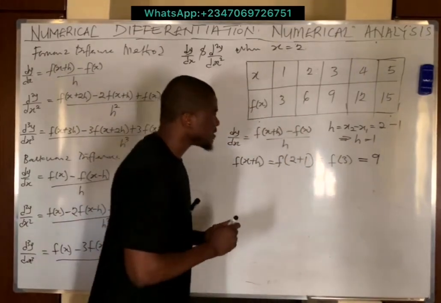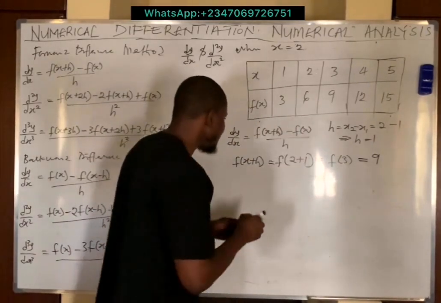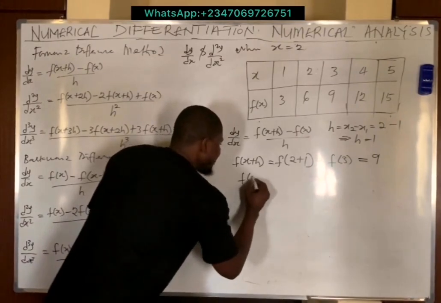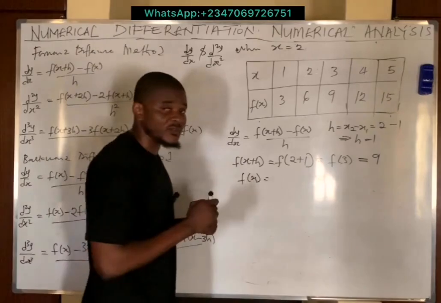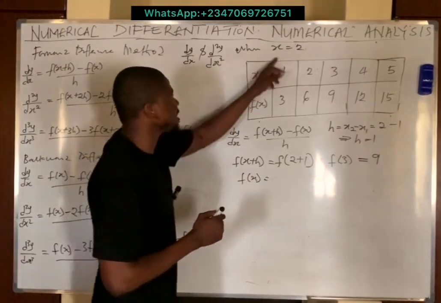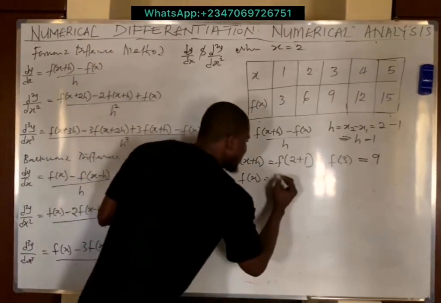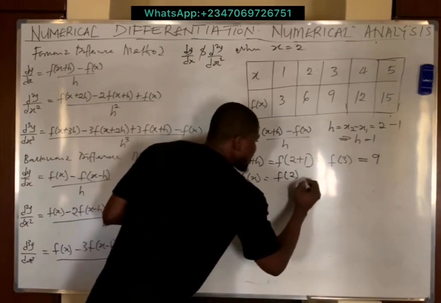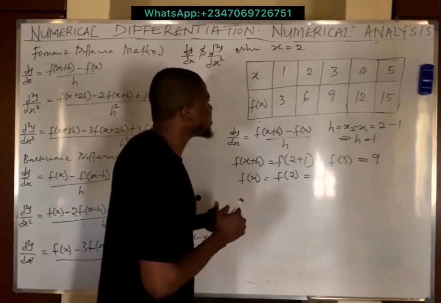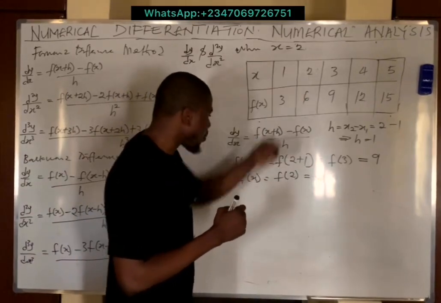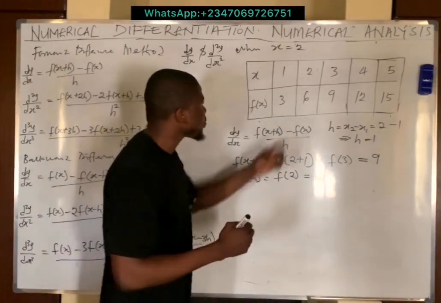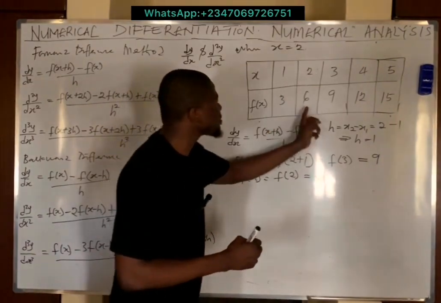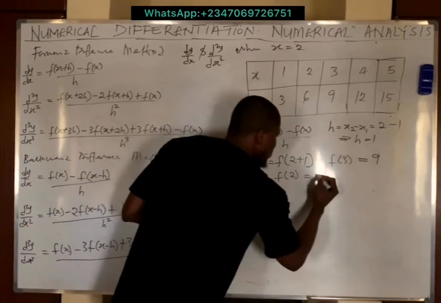Simple. The next thing in the formula is f of x. So you simply find f of x, and what is x? The point of interest. For this question, x is equal to 2. So you have f of 2. From the table, when x is 2, what is y? When x is 2, y is simply 6. So f of 2 is equal to 6.